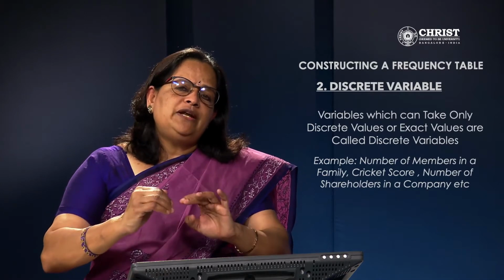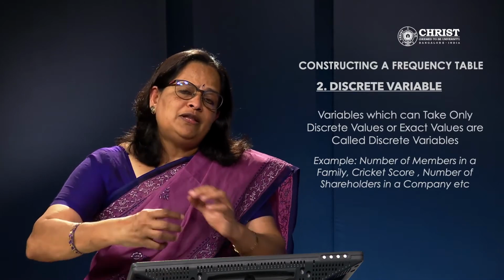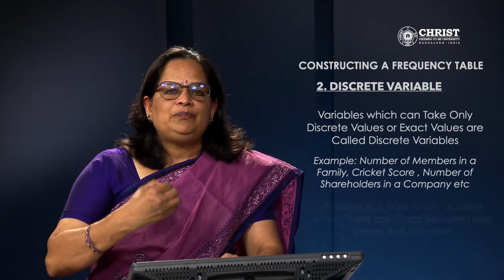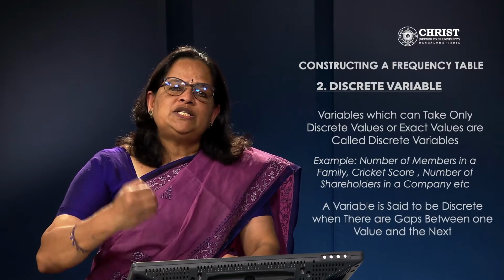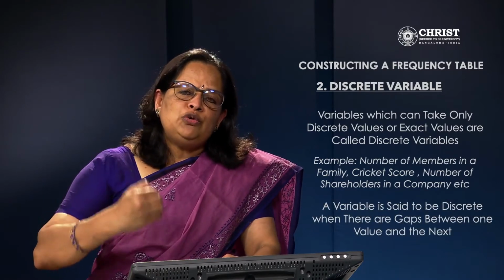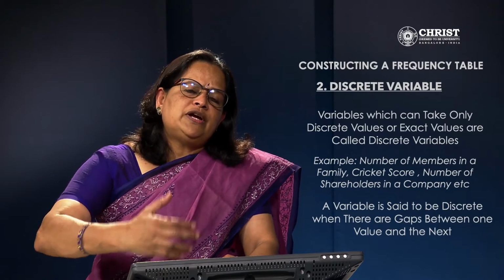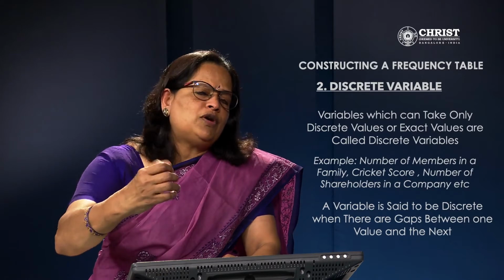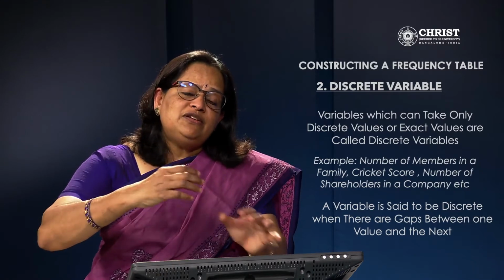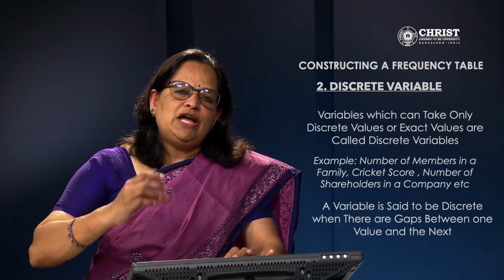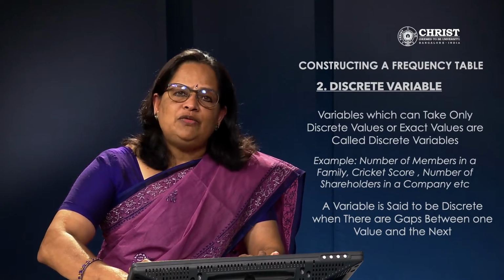This is totally different from the continuous variable, where the values can take decimal values. A variable is said to be discrete when there are gaps between one value and the next. Number of shareholders in a company, 1500 to 1501. There is an exact difference between the next two values. That is called a discrete variable.